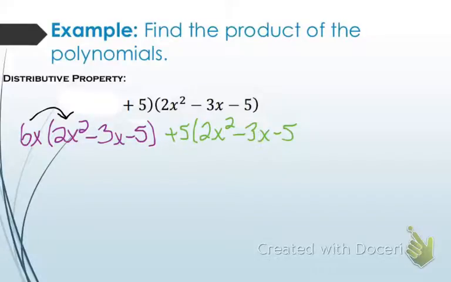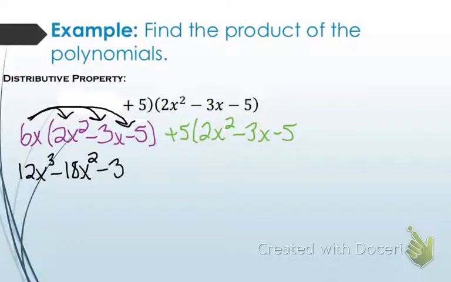6x times 2x squared. 6 times 2 is 12. X times x squared, add the powers, x to the power of 3. Next one. 6x times negative 3x. 6 times negative 3 is negative 18. X times x is x squared. And the last one. 6x times negative 5. That is a negative 30 with the x.